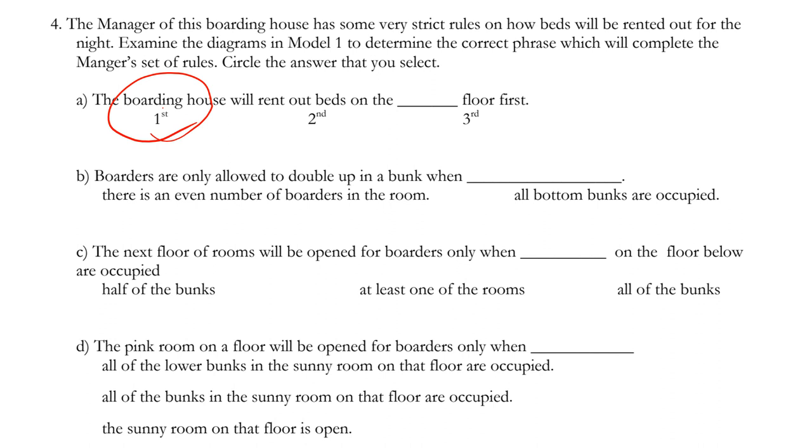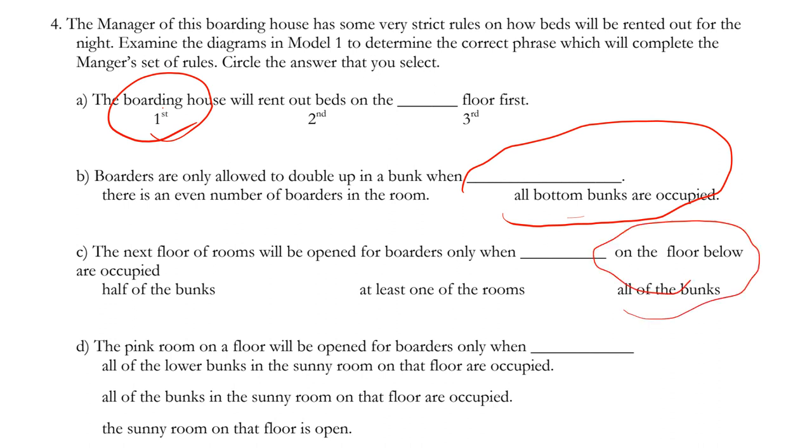Boarders are only allowed to double up in a bunk when there is an even number of boarders or all bottom bunks are occupied. If you look at 3 p.m. to 5 p.m., there's no doubling up on a bunk bed until all the bottom bunks are occupied first in that room. The next floor of rooms will be open for boarders only when all the rooms on the floor below are occupied. And you'll notice that all the bunks have to be occupied first before you jump up to the next one.